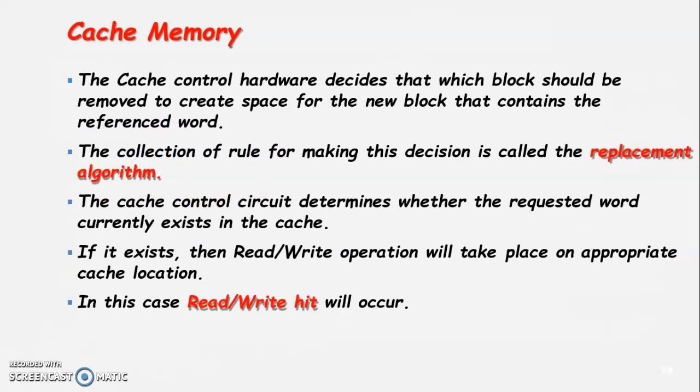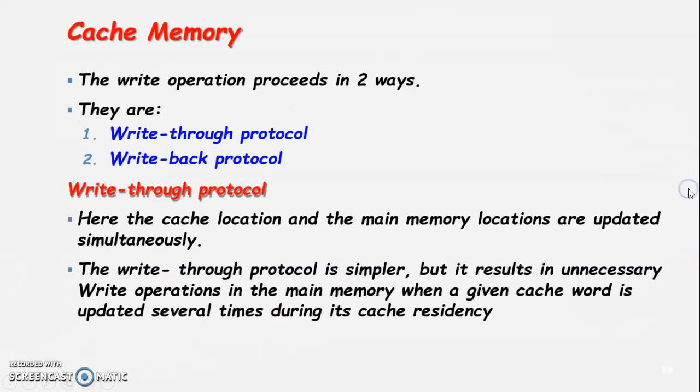When the processor needs a word, the cache control circuit determines whether the requested word currently exists in the cache. If it exists, then the read-write operation will take place on the appropriate cache location. In this case, a read-write hit will occur. The write operation proceeds in two ways. They are the write-through protocol and the write-back protocol.